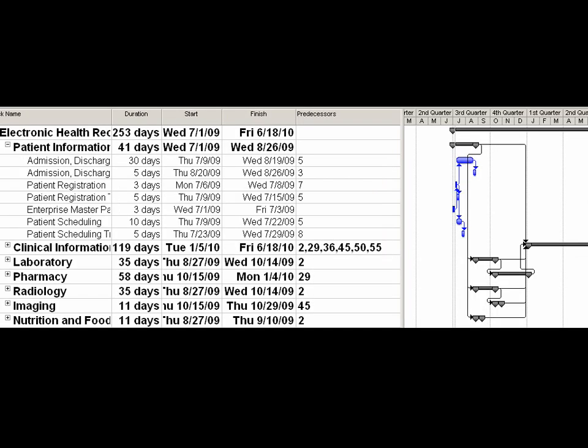The first group is patient information management. There are a number of subtasks, and many include both configuration and training. Each training task logically requires the related configuration task as a predecessor. For example, you see patient scheduling and patient scheduling training. The patient scheduling configuration lasts 10 days, while the training lasts 5, and must have the configuration as a predecessor. The task that should be performed first is the one with no predecessors, in this case, Enterprise Master Patient Index.